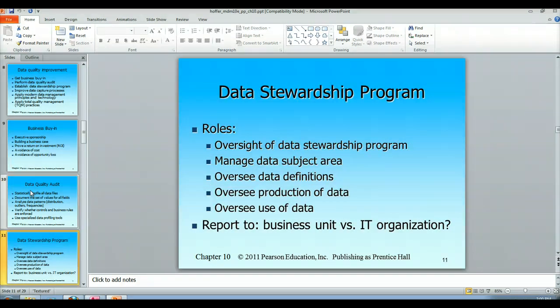We can develop a data stewardship program. Remember, we talked about data stewardship in a previous video lecture. We need somebody to oversee the data stewardship program. Somebody's got to manage the data subject areas, oversee the data definitions, and oversee the production of data, which gets into data capture, which we'll talk about in a moment.